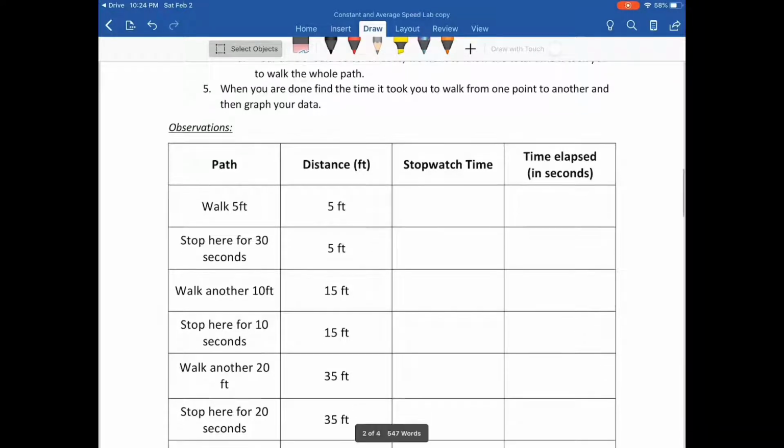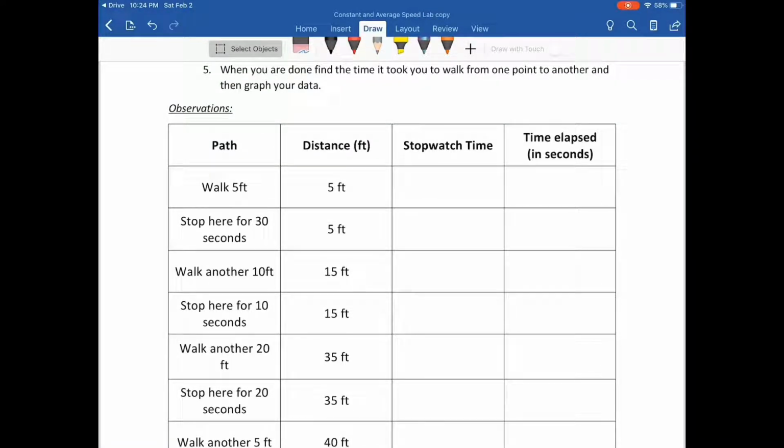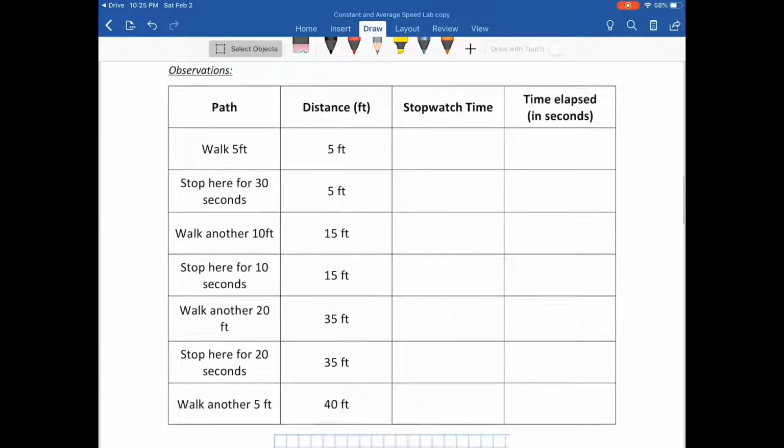And for part one, you're going to be actually stopping for a certain amount of time stated in the table here at each of these distances as well. And your time should be a continuous time. So as soon as you start walking, don't stop it until you get to the very, very end. You can figure out how long it took you to walk each individual piece just by doing a little bit of math.